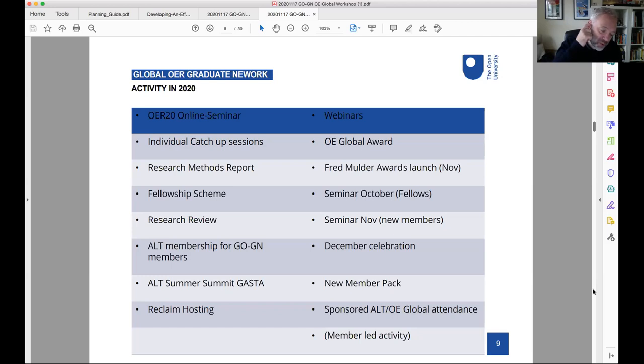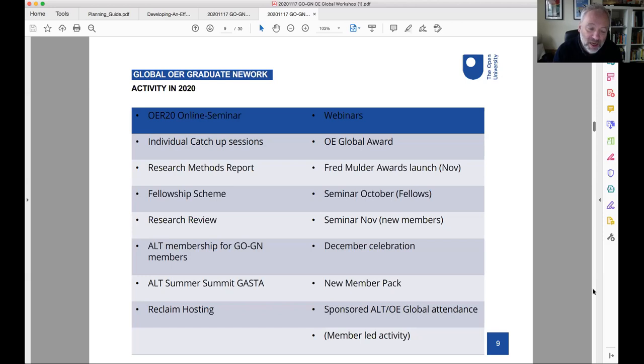One of the things we offer at the face-to-face meetings is that after the two days, we ask people whether they want an individual catch-up and discussion with the GO-GN team, like Rob, Beck, Paco and I, just to talk through any issues they might not want to raise publicly. Sometimes it's about worries they have or issues with supervisors, those kind of things. Of course we couldn't do that, so we offered individual catch-up sessions online, which a number of people took us up on.